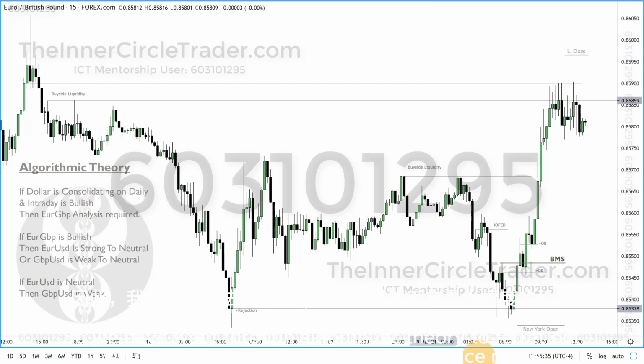So we have gone through algorithmic theory to ferret out which pair has the largest magnitude price move, and which one is unlikely to have a big move. That's euro dollar, and that makes the pound dollar the better day trade as a short.